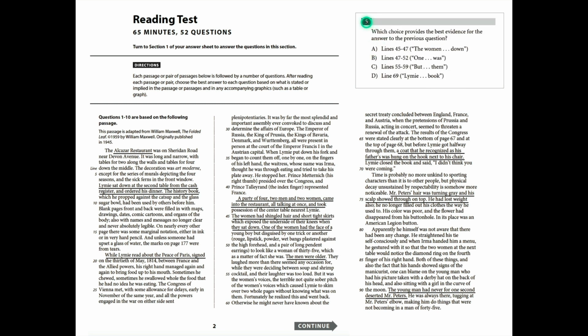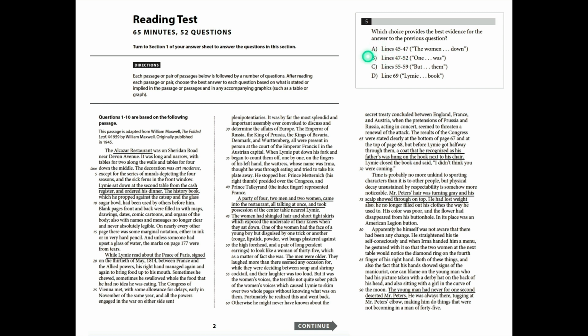Question number 5. There are a few things I want to point out about this particular question. First of all, you see that the answer choices all involve references to lines. And the actual question says, which choice provides the, forget about evidence, we're going to cross that out, provides the evidence for the answer to the previous question. And then here the College Board or SAT is giving you 4 lines of text, one of which is going to contain the information to come up with the correct answer.